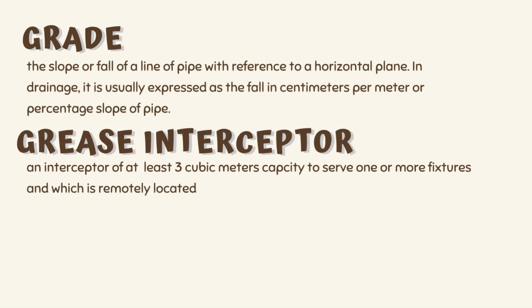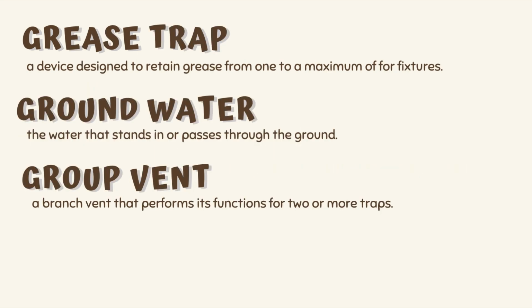Grease interceptor: an interceptor of at least 3 cubic meters capacity to serve one or more fixtures and which is remotely located. Grease trap: a device designed to retain grease from 1 to a maximum of 4 fixtures.